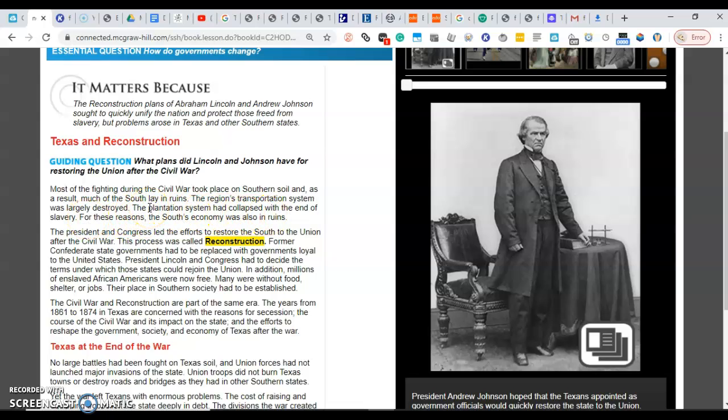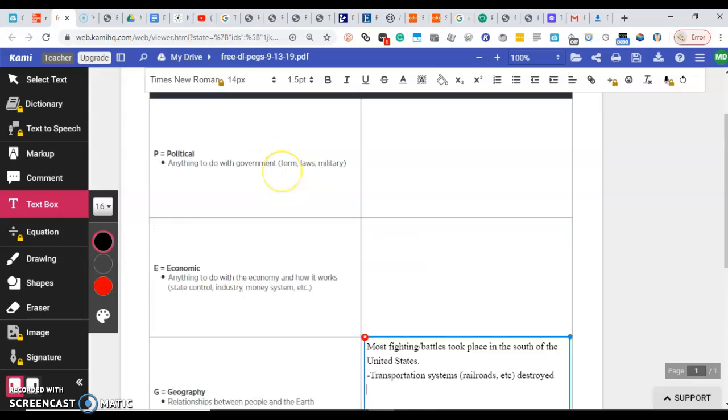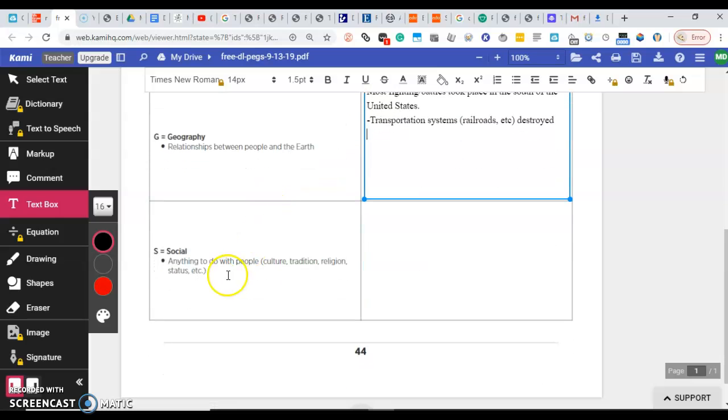Now here's a very good example. The plantation system had collapsed at the end of slavery. So who ran plantation systems but wealthy plantation owners? And of course, who was on the plantations were the slaves. So this is actually an example of social. Social is anything to do with people, right?